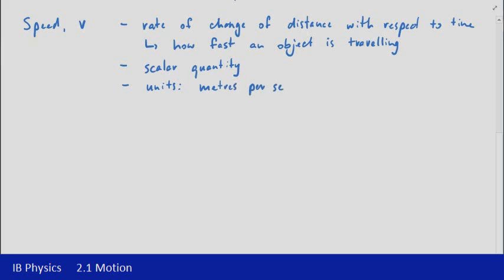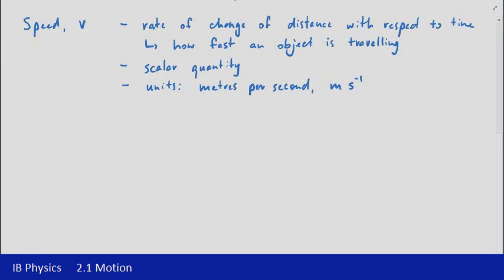Now with the representation of meters per second, the text and IB in general will use the index notation form, so ms to the negative 1. An alternative that you might see elsewhere is m/s, so meters per second. In both cases they mean the same thing. Just be familiar with both, be aware that sometimes it'll be represented differently.